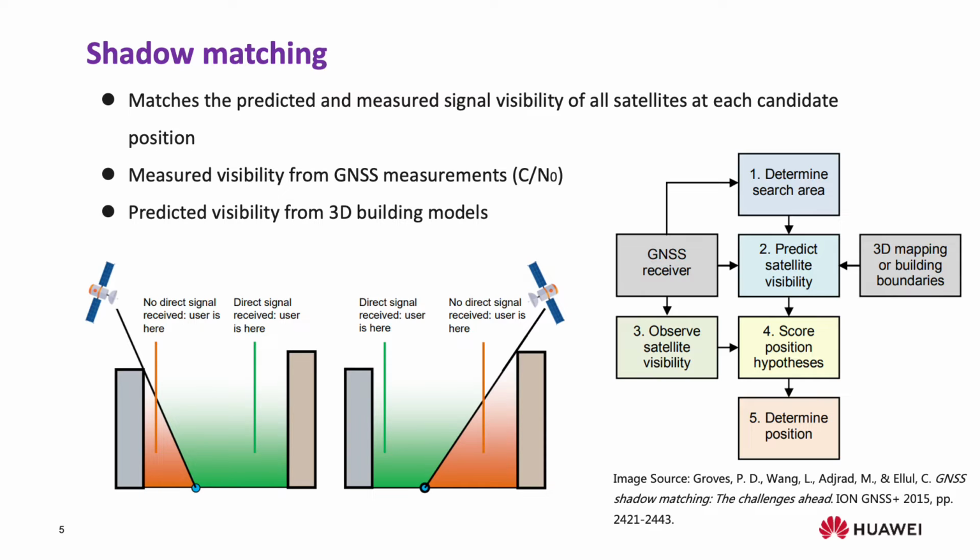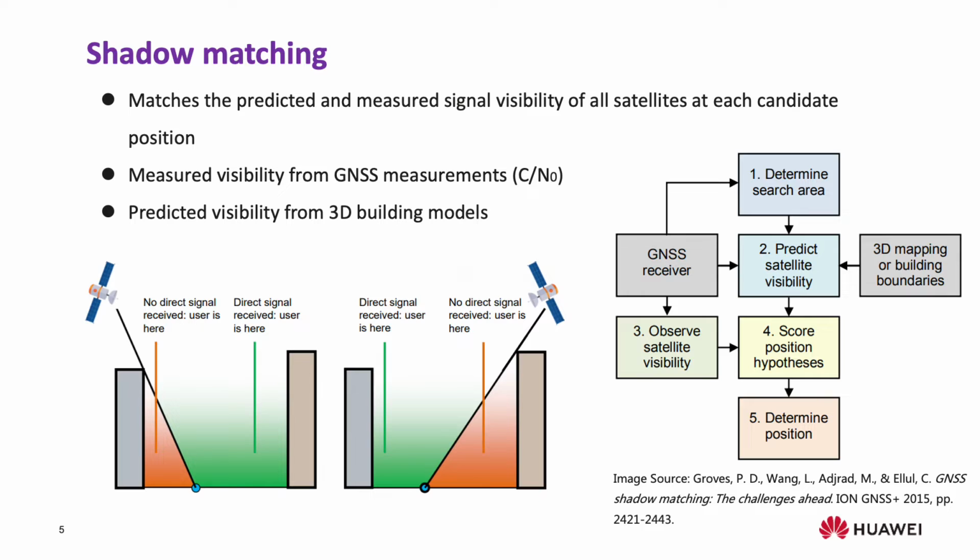The basic shadow matching algorithm comprises 5 steps. The first step is to determine the search area. A search area is initialized centering on the conventional GNSS solution, such as the weighted least square solution or the extended Kalman filter solution. The second step is to predict the satellite visibility from the 3D building model.